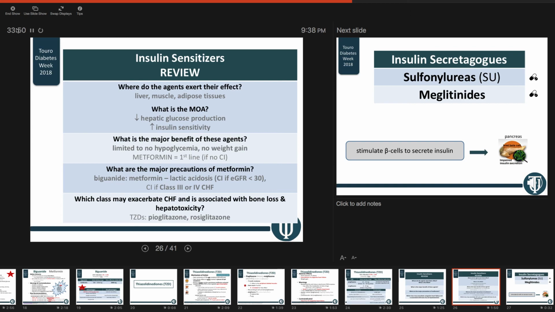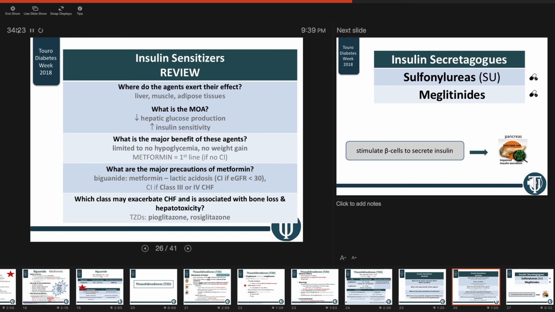Question 2, what is the major benefit of these agents? The good thing is they both have limited to no hypoglycemia, and also no weight gain, but only for metformin though. This no weight gain only applies to metformin. The TZDs do cause weight gain.